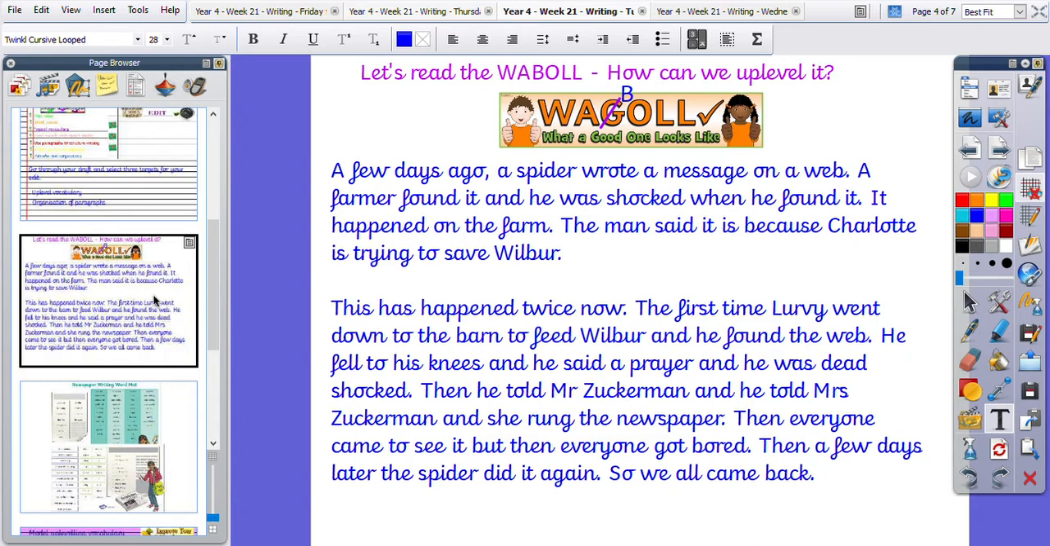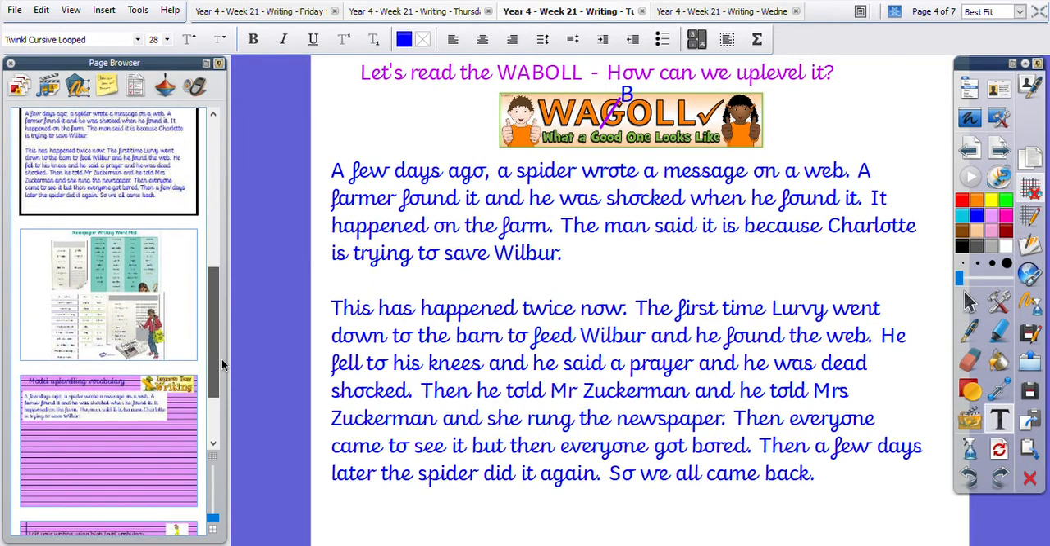Okay, so there's lots of things we can up level here. We're very generic, we're very general with the vocab we're using. So a few days ago, you wouldn't use that in a newspaper article. You'd want to know exactly when something happened. Okay, we've put it happened on the farm. Well, what farm? So we need to be more precise with the vocabulary that we are using. And then it says here, the man said it is because Charlotte is trying to save Wilbur. Well, nobody knows that because obviously apart from Fern, nobody can talk to the animals. So they don't actually know why the spider is there.